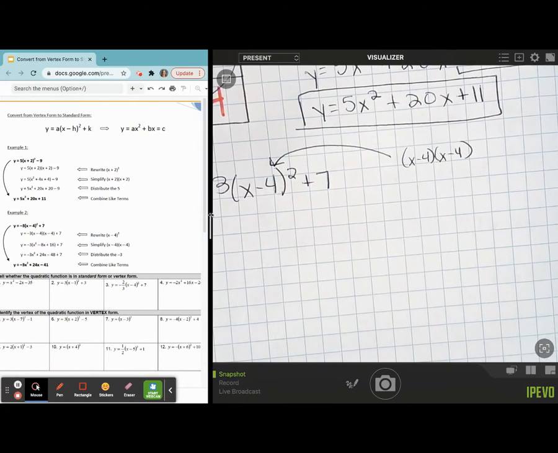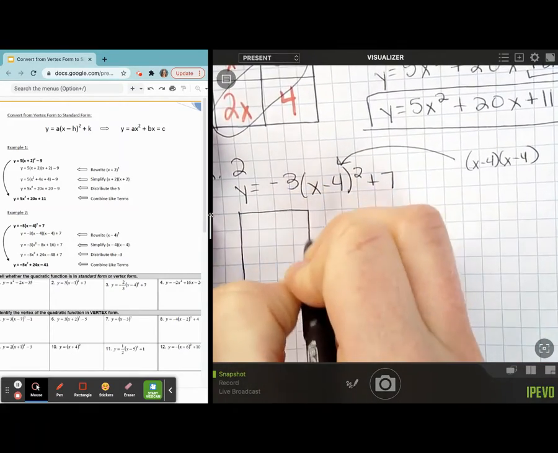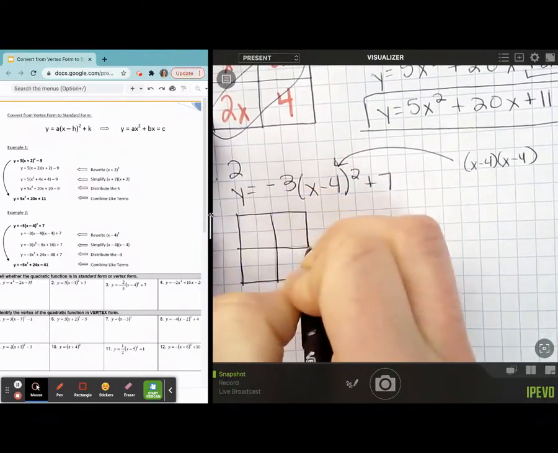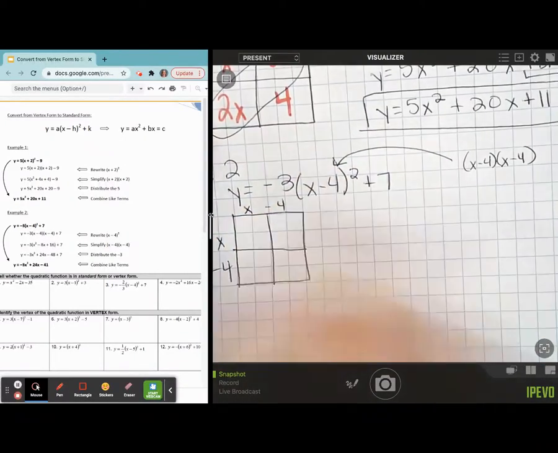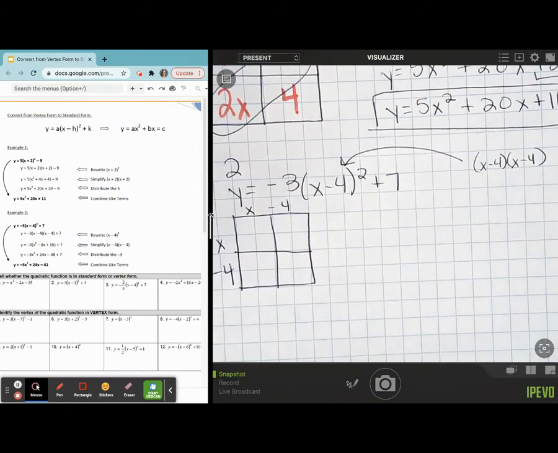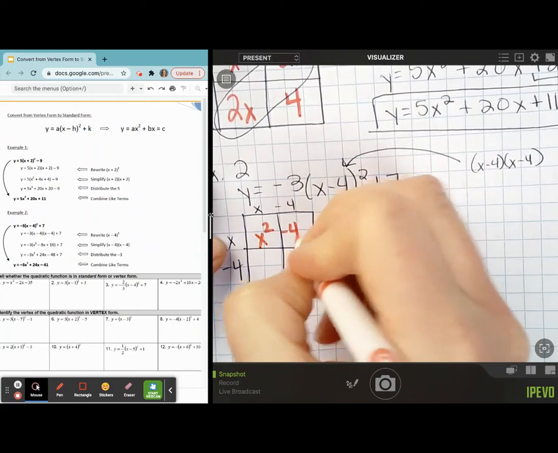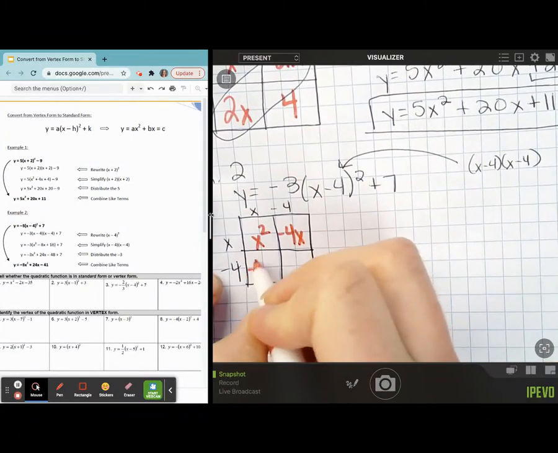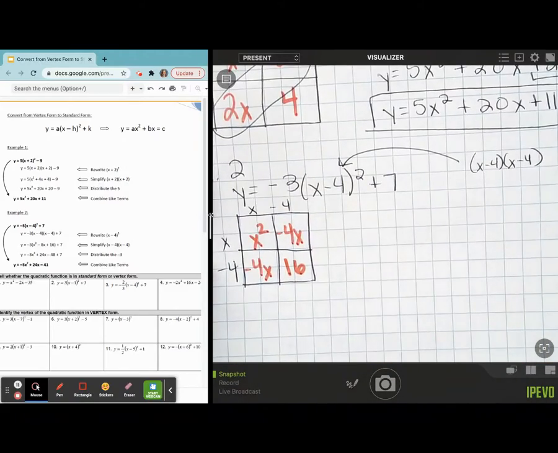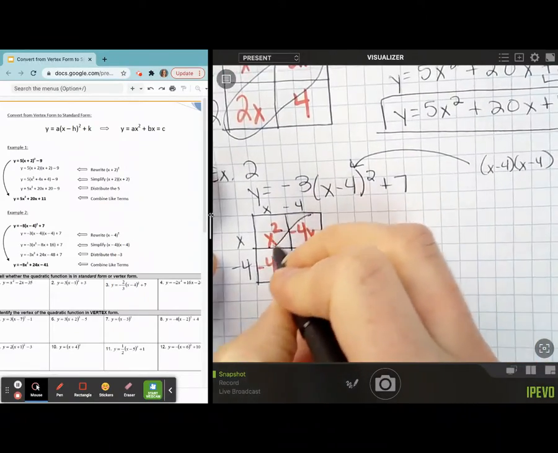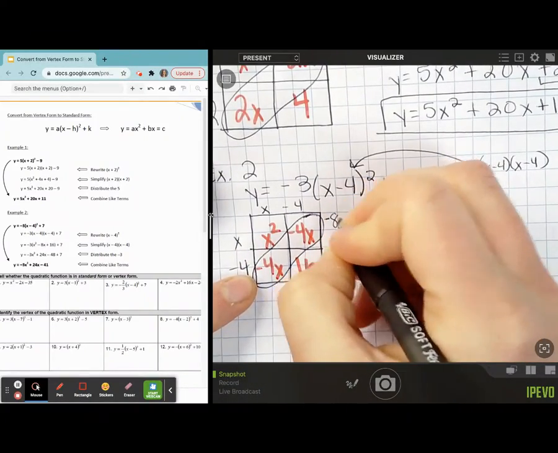I'm going to make a smaller box this time. So x minus 4, x minus 4. x times x is x squared. x times -4 is -4x. -4 times x is -4x. -4 times -4 is 16. Then our like terms are these diagonals. -4x and -4x make -8x.